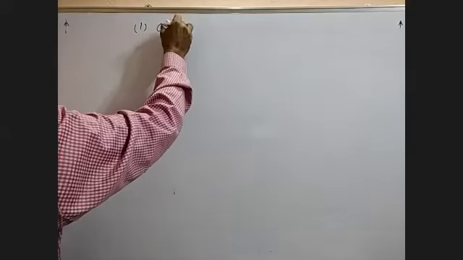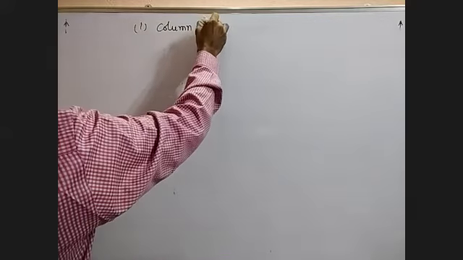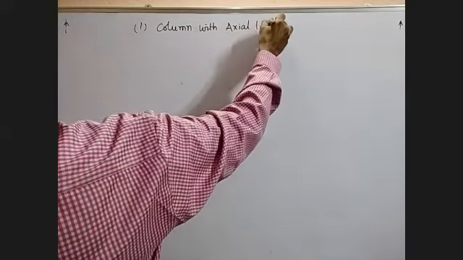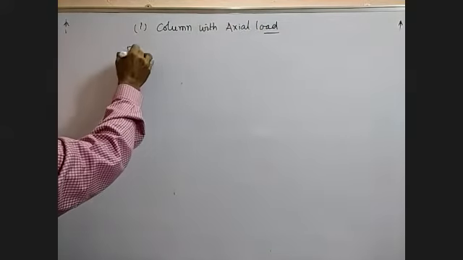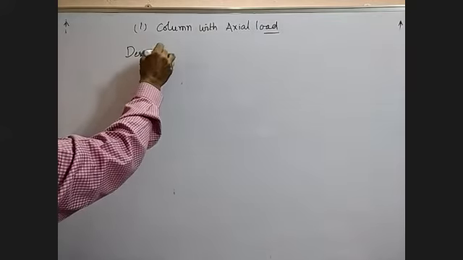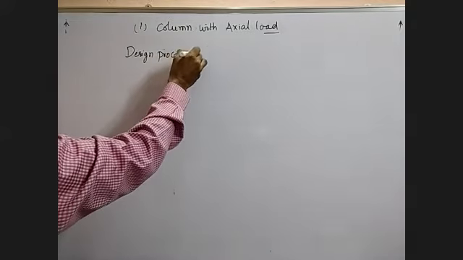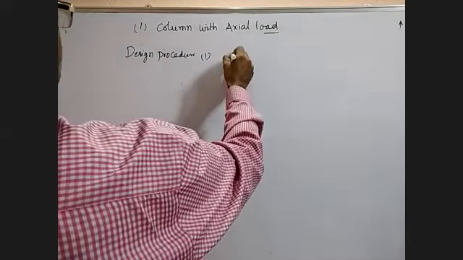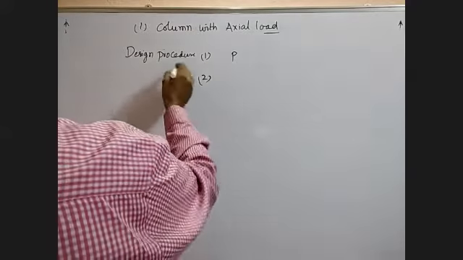Okay, now I will write down the design procedure. Now the first type of problem, column with axial load. I write down the design procedure. Tomorrow we will solve the problem. How many steps do you have? Nearly 8 steps you have. Design procedure, I will write one. The first step is the P value. Design procedure steps.